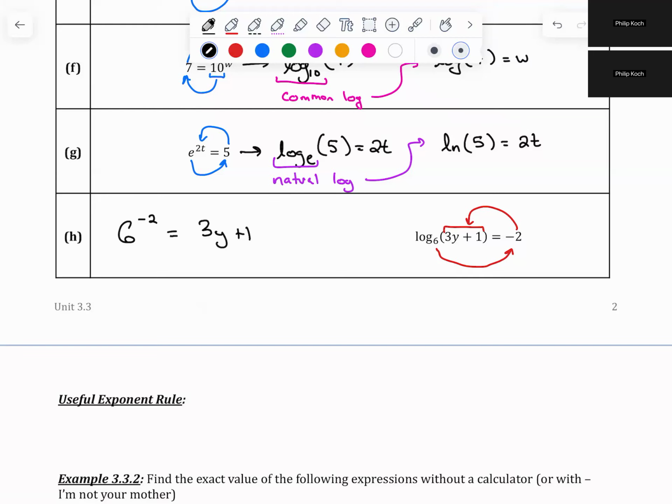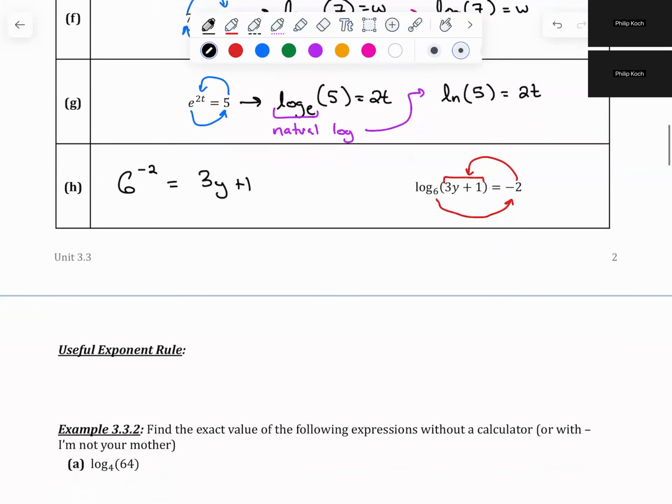A useful exponent rule, and I could prove it if you'd like, maybe during the break, says that if a to the u is equal to a to the v, then u is equal to v. And that's a true statement. So if you have two exponentials, a to the u and a to the v, and they're equal to each other, the only way that could be is if the exponents are equal to each other, because a is a fixed number.